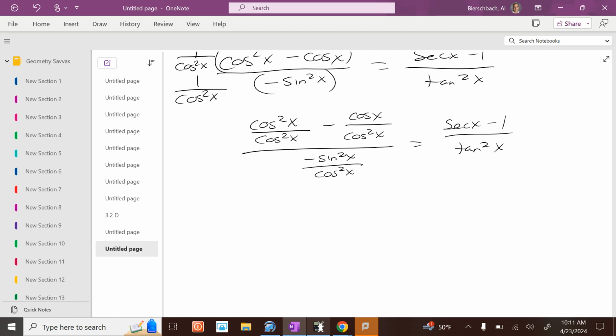And Chuck goes, hey, I know exactly where Bebop is going here, because I know that cosine squared over cosine squared equals one. Thanks, Chuck. Minus, if we cancel a cosine here with one of these, I get 1 over cosine of x, right? And I get negative tangent squared on the bottom.